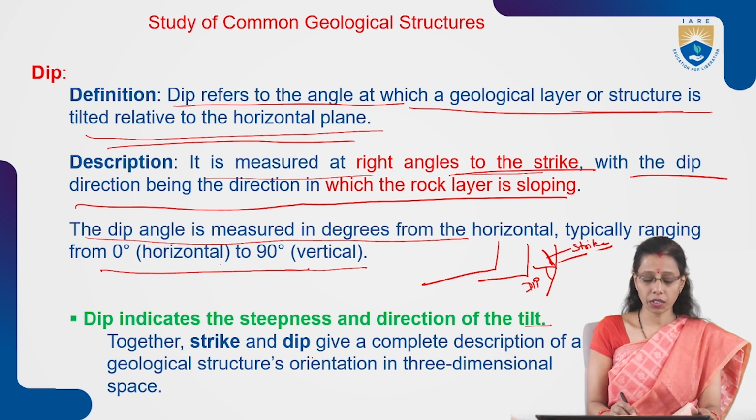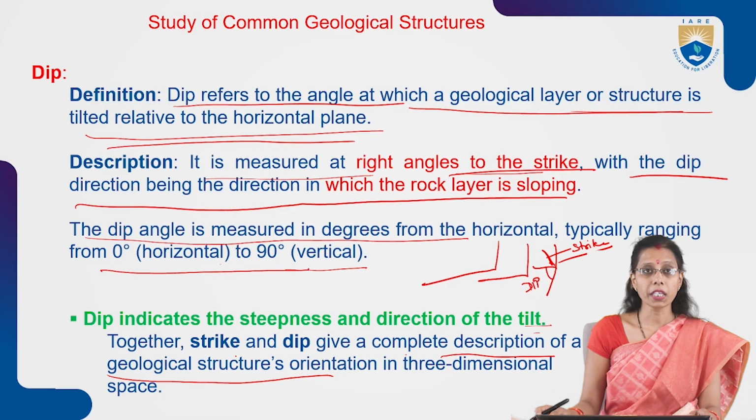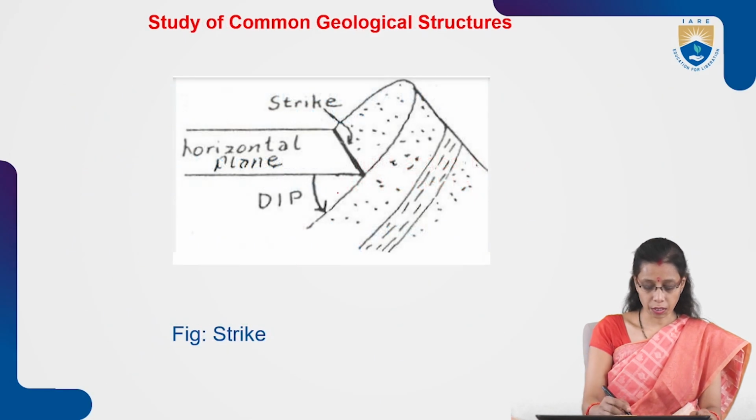Together, strike and dip give a complete description of a geological structure's orientation in three-dimensional space. So dip indicates the steepness and direction of the tilt, and together strike and dip give a complete description of the geological structure orientation in three dimensions.